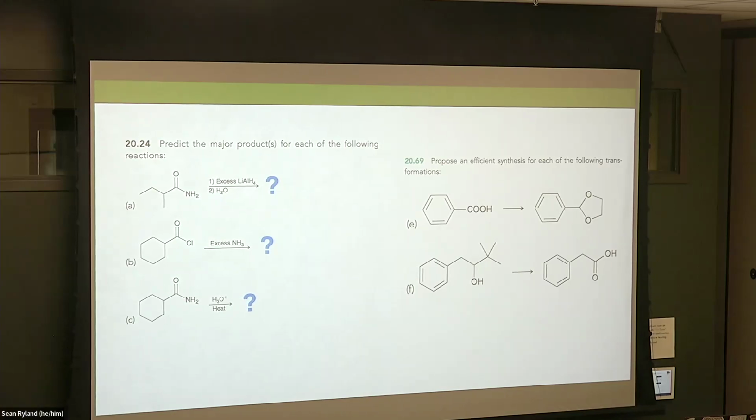So we take benzoic acid, react it with LiAlOR3H. That's going to give us the aldehyde. That's the one that gives us the selective reduction. And then, what is that, ethylene glycol, acetal formation, yeah.